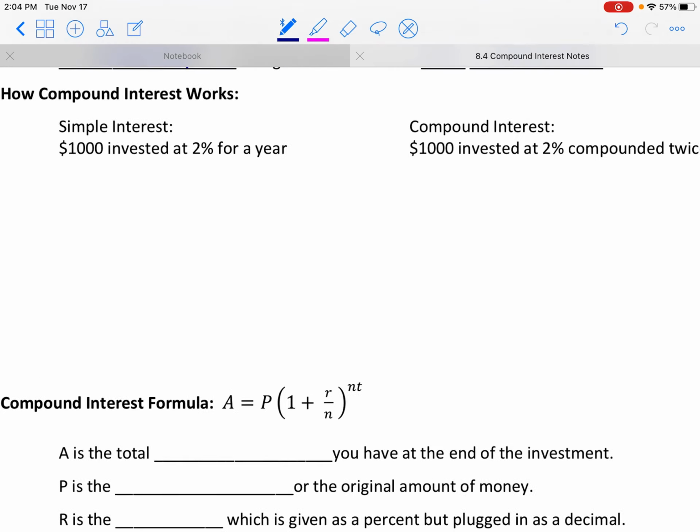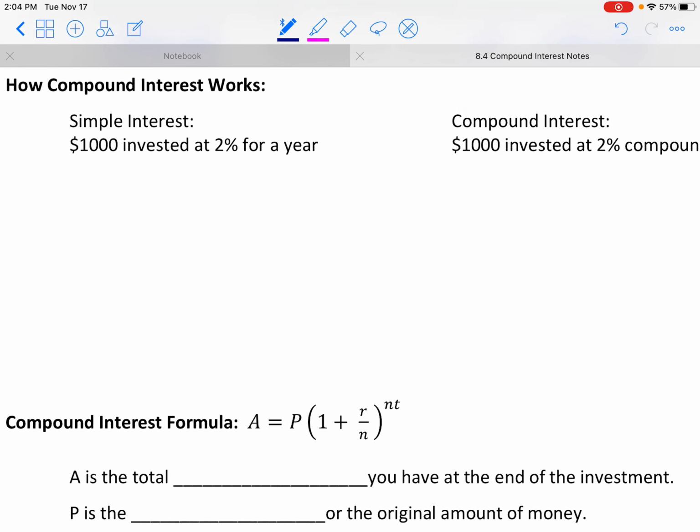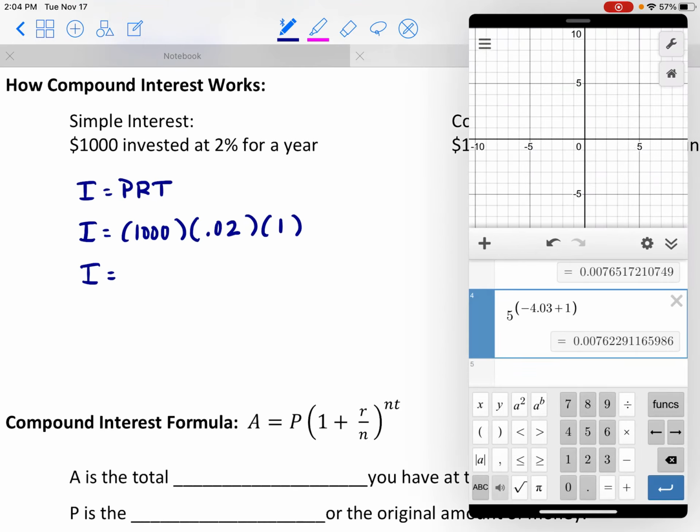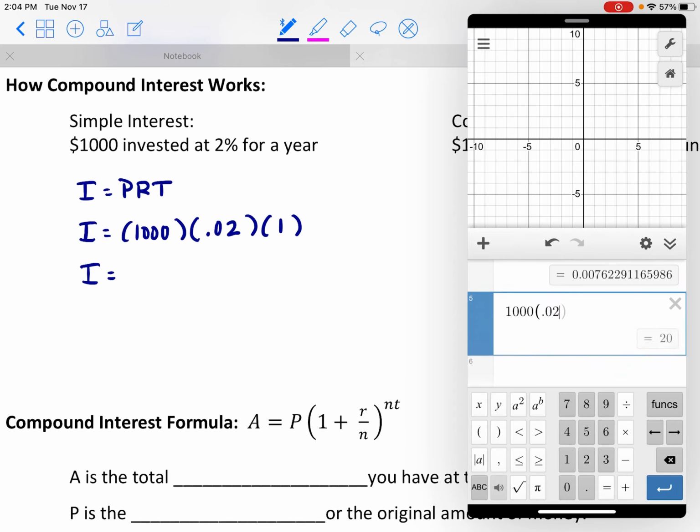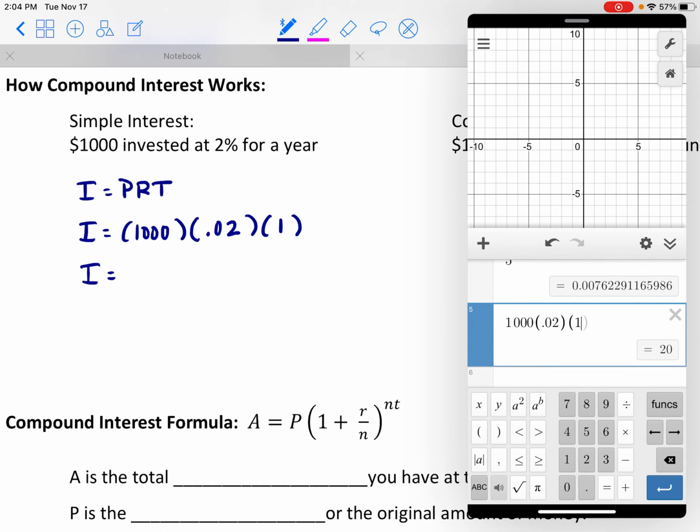Let's just say we had a simple interest investment of $1,000 at 2% for a year. So remember our simple interest formula said interest is going to be equal to principal times rate times time. So in this case, we'd have $1,000 at 2%, that's 0.02 as our decimal, for a year, so our time would be 1. And that would be an interest amount of, let's just put this into our calculator, 1,000 at 2% for a year is 20 bucks.